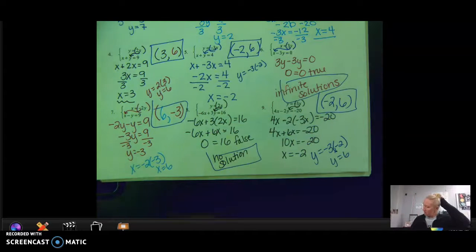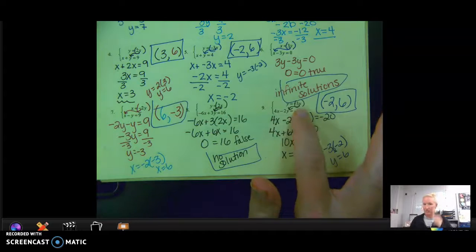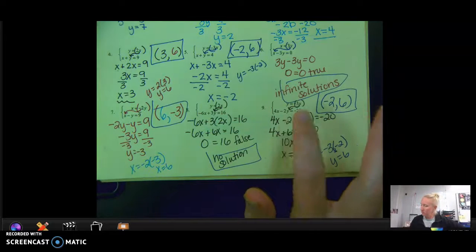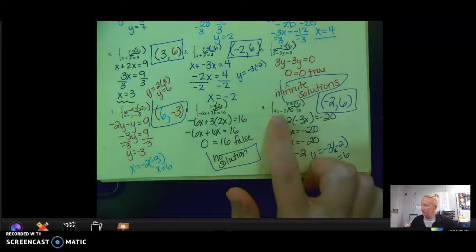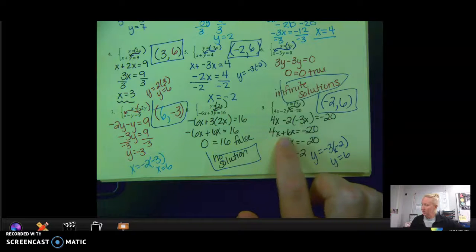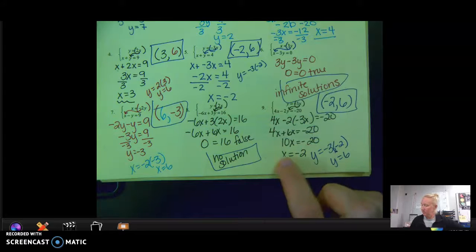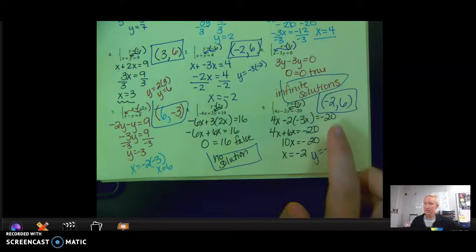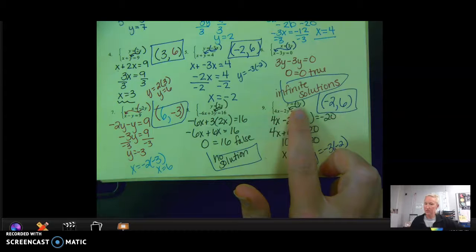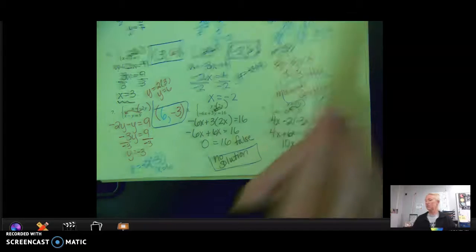Okay. Number 9, I'm taking all of negative 3x and plugging it in for y. So I would multiply that by negative 2, which would give me a positive 6x. There's 4x that's going to be at the front, so I bring that down. 4x's and 6x's makes 10x's. 10x's equal negative 20. Divide by 10, x equals negative 2. So I take the negative 2 and plug it in for x right here. So I do negative 3 times negative 2 to give me a positive 6.